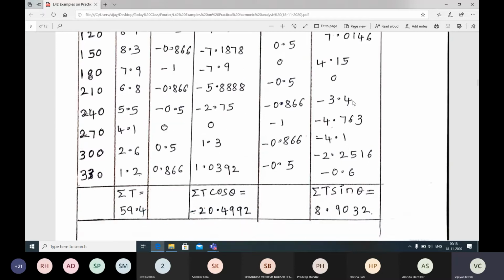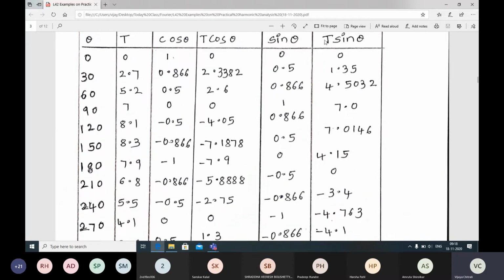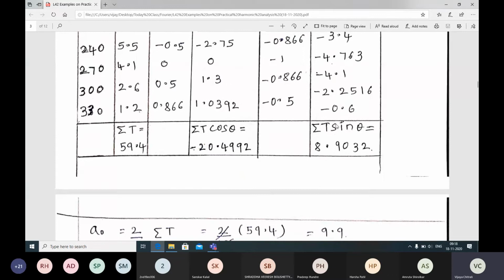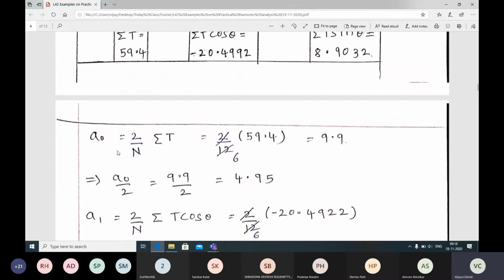So add all the values of this t sine theta, and you'll get the summation of t sine theta, which is 8.9032.